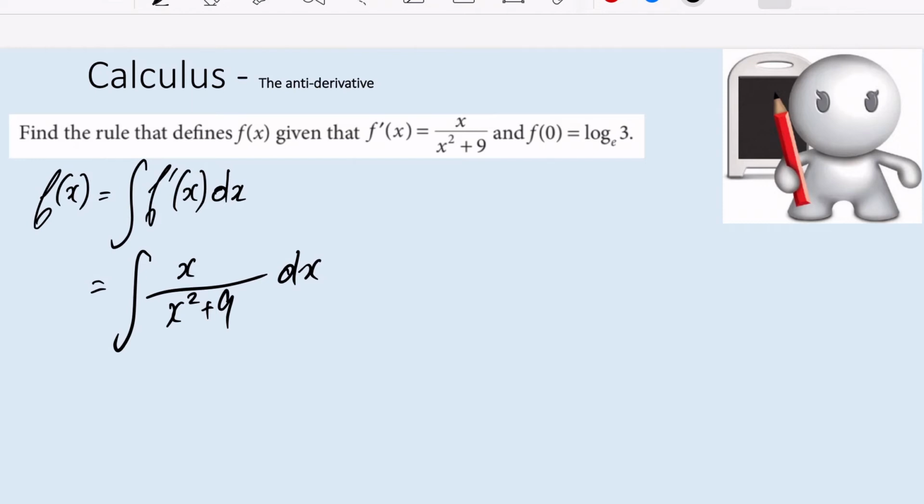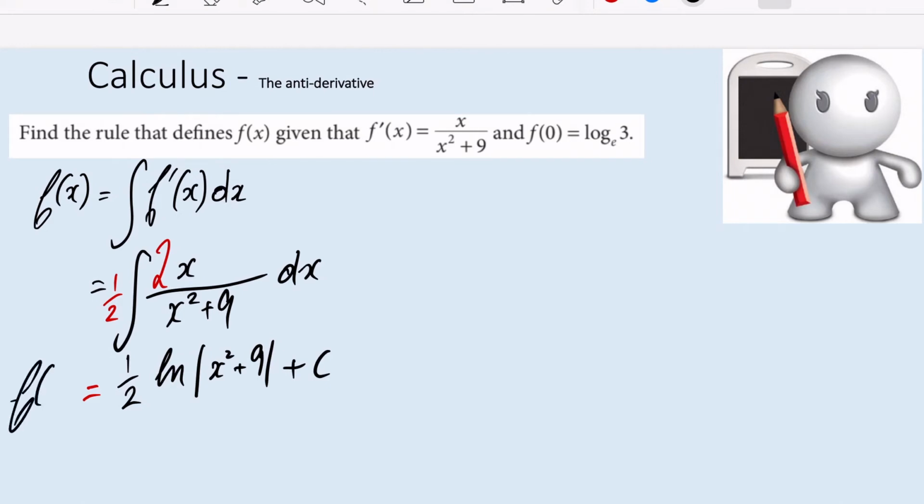Now I'm very close to an integral that's going to lead me to a log function. However, the numerator is not quite the derivative of the denominator. So what's the derivative of the denominator? Derivative of x squared is 2x. I don't have 2x, I've got x. So I'm going to manipulate by a factor of 2, and therefore outside of the integral sign, I'm going to manipulate by a factor of a half. Now, f of x, now I can integrate, is going to be half the log of the absolute value of x squared plus 9 plus c.